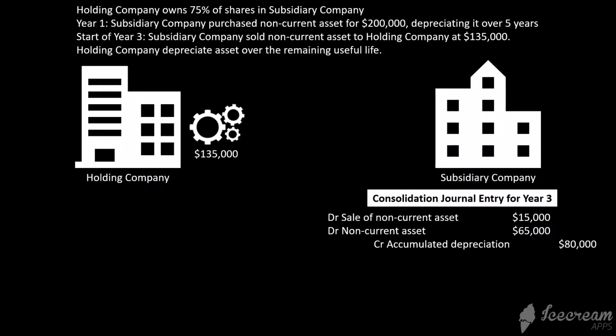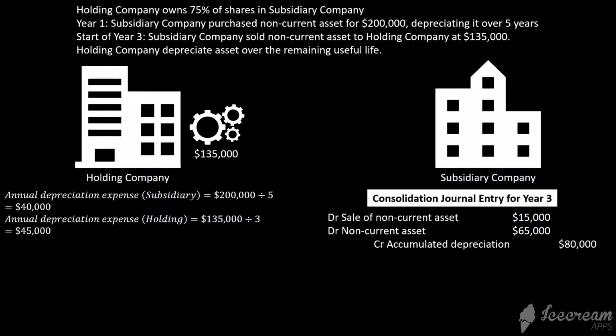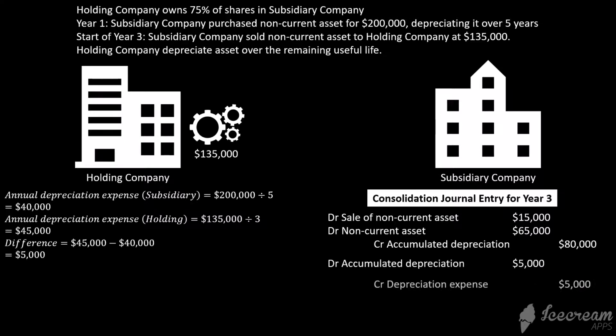Next, we will revert the depreciation expense and accumulated depreciation balance. The subsidiary company charges $40,000 depreciation expense every year. The holding company charges $45,000 depreciation expense every year, obtained by taking $135,000 divided by the remaining useful life of 3 years, given that the subsidiary company has used the asset for 2 years. The difference in depreciation charge is therefore $5,000. To revert the depreciation expense and accumulated depreciation figure, the consolidation journal entry is debit accumulated depreciation and credit depreciation expense by $5,000.